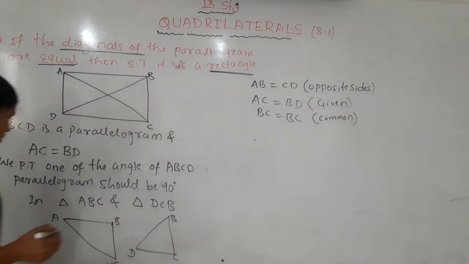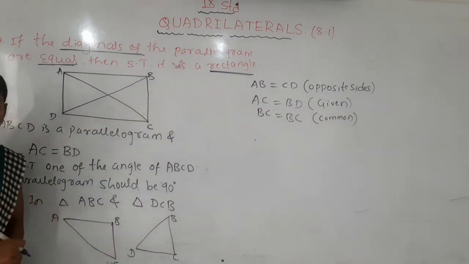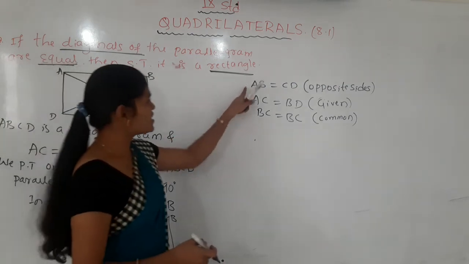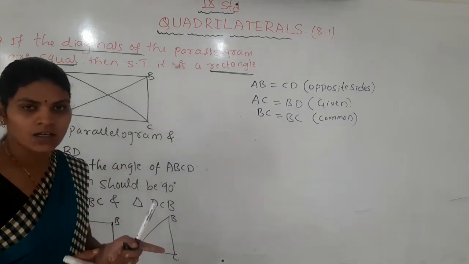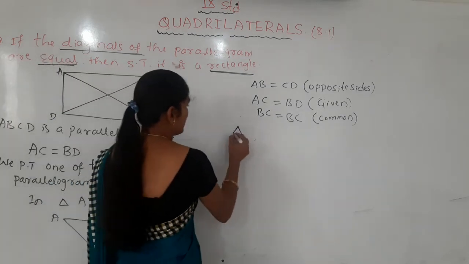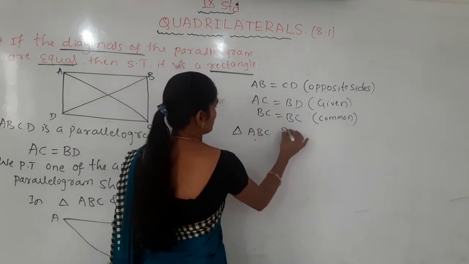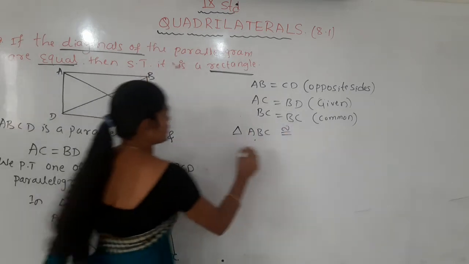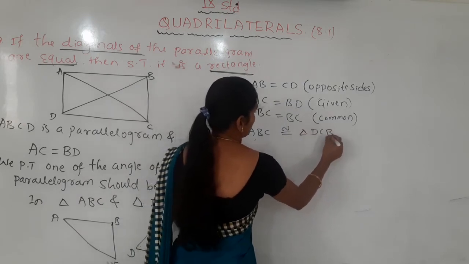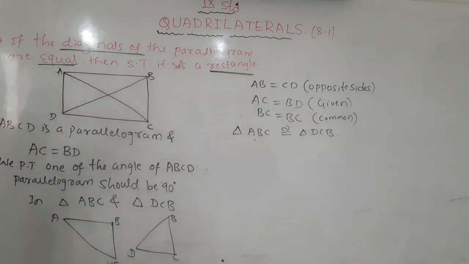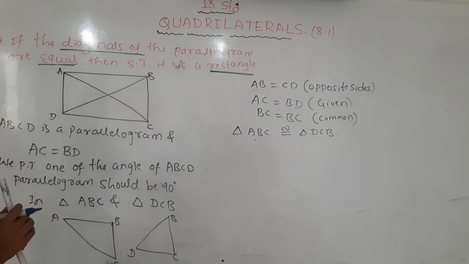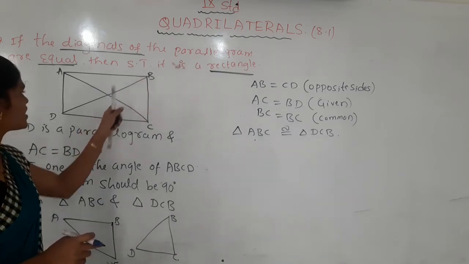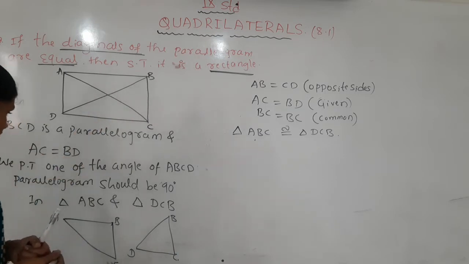Then we can conclude, are these two triangles congruent to each other? Yes. The three sides of these two triangles are equal. Then we can say the triangle ABC is congruent to the triangle DCB. If these two triangles are congruent to each other, then the angles will be same for both the triangles.